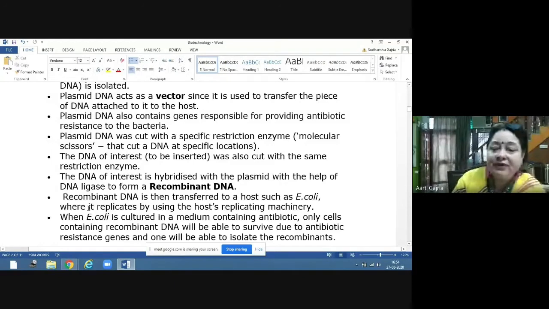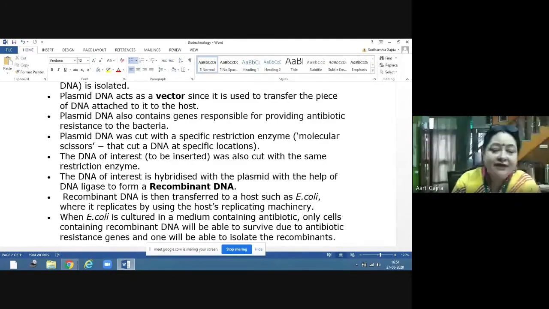So this recombinant DNA is then transferred to a host such as E. coli, where it replicates by using the host replicatory machinery. Now, what is the host replicatory machinery? The host genome, because the host genome is replicating. Now, with this host genome, the new DNA is also replicating.